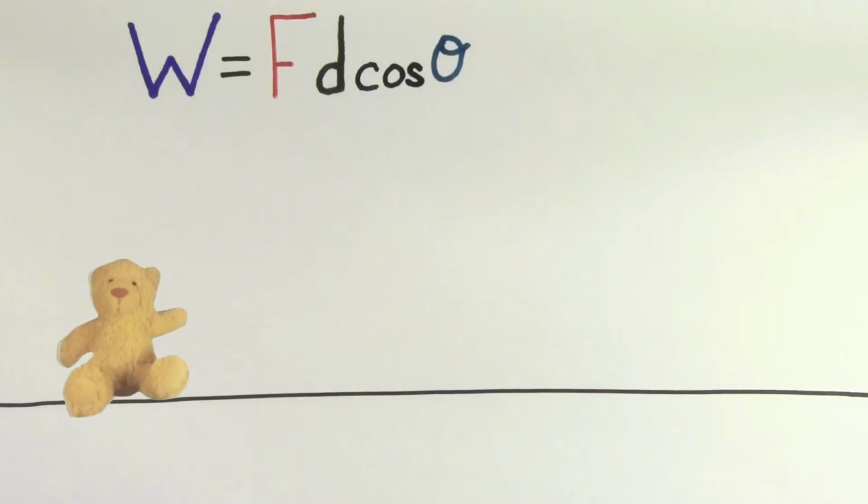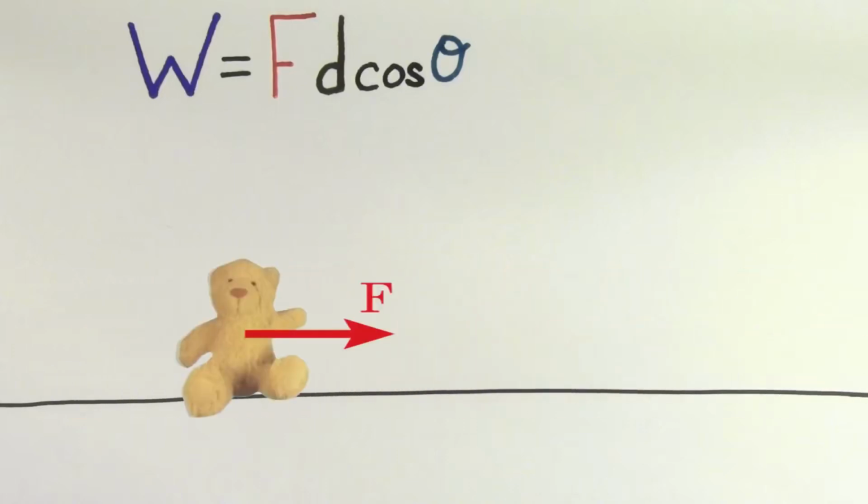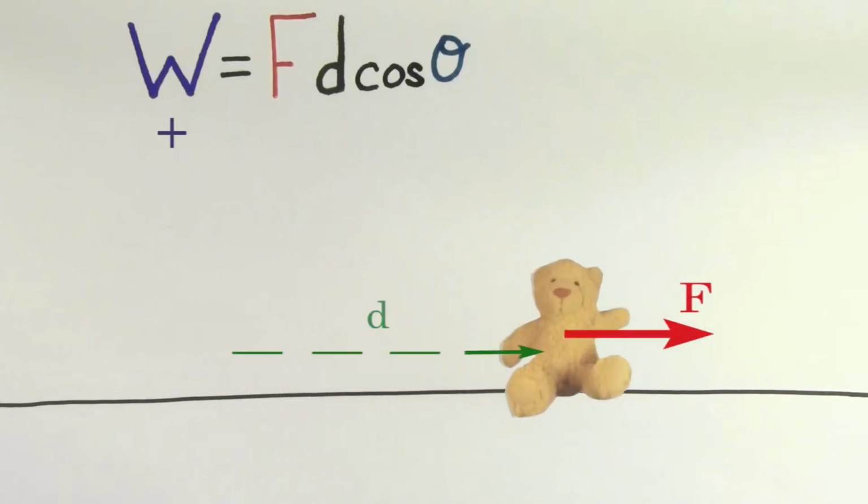If the value of the work done comes out to be positive for a particular force, it means that that force is trying to give the object energy. The work done by a force will be positive if that force or a component of that force points in the same direction as the displacement.